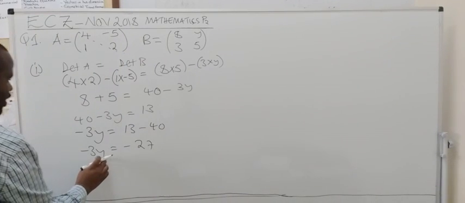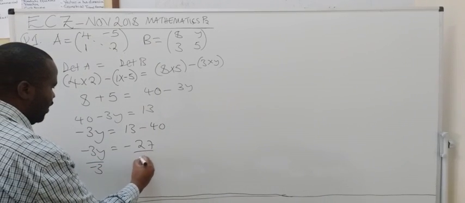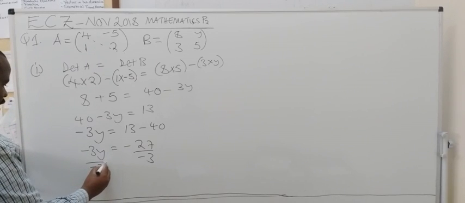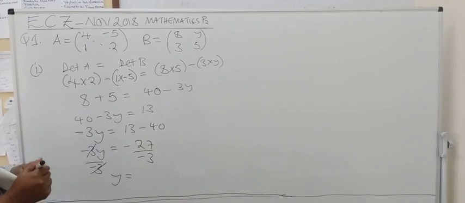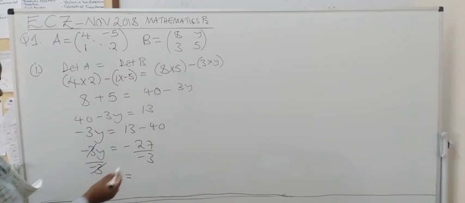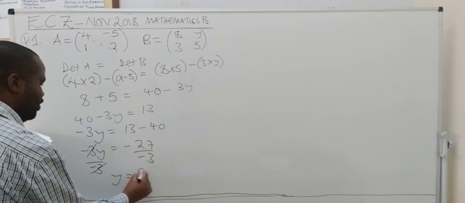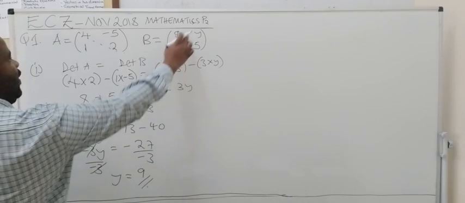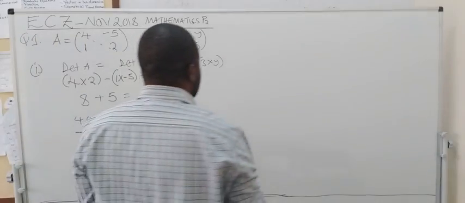Then our interest is to find y. We divide by negative 3 on both sides of the equation. Negative 3 and negative 3 will divide. Then we get our y to be, negative and negative will divide, positive 3 in 27, you have got 9. Which means y is 9. Okay? We go to B.